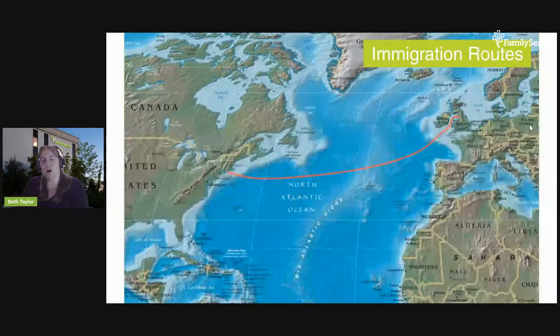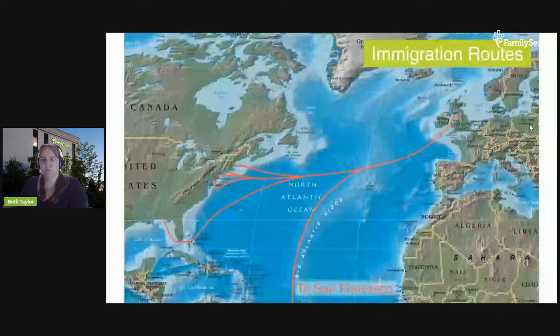Keep in mind that there are other major ports in the United States. In addition to New York, you've got Boston, Baltimore, Philadelphia, and there are a large number of people who actually sailed around Florida and settled in New Orleans or Galveston, Texas. So they might have actually arrived at a different port than you're looking for. Don't get so focused on New York as the port of arrival that you don't notice them showing up through a different port.